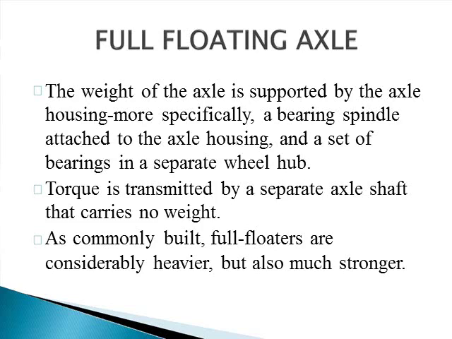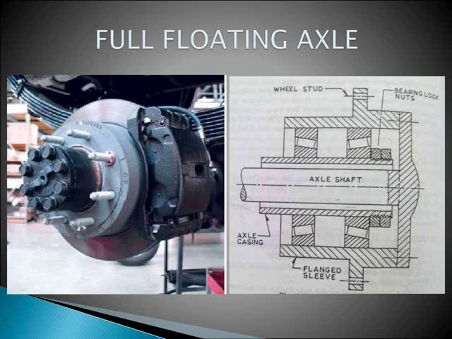Fully floating type, you can normally observe in heavy trucks. The schematic representation and actual view of the fully floating axle you can see here. This is very robust and is used on heavy trucks. The wheel hub is supported by two bearings running directly upon the axle casing. The axle shaft is fastened to the wheel hub flange by some kind of coupling which transmits rotary motion of the axle shaft to the hub and wheel.